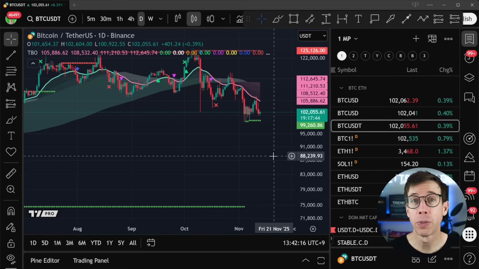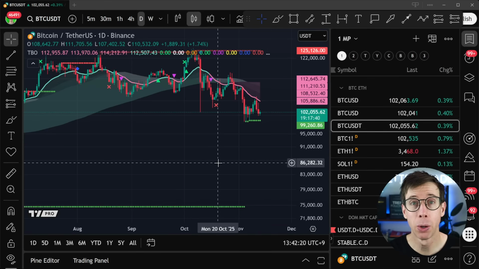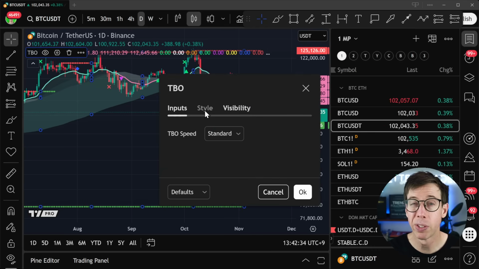The TBO stands for the Trending Breakout Indicator, and it's this indicator that I put on basically every single one of my daily market updates. Today, I want to unveil the secrets behind this indicator, what makes it so special and unique, and why I've been using this indicator since 2019. The TBO stands for the Trending Breakout Indicator, which is really important. It gives you a clue as to what this thing does.